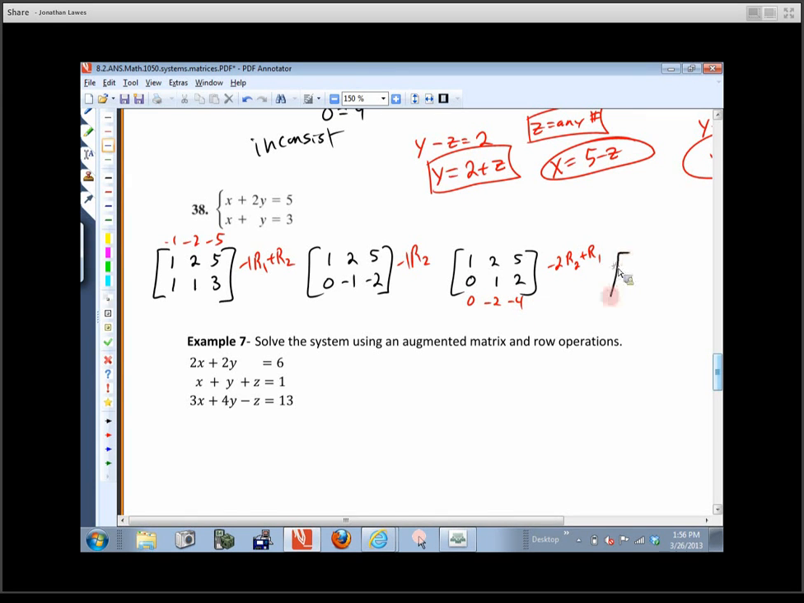So remember, we like row 2. That's not going to change. We want to get rid of that, so we're going to do 0 plus 1, -2 plus 2, and -4 plus 5. So that's going to be a 1. So our answer is 1, 2.